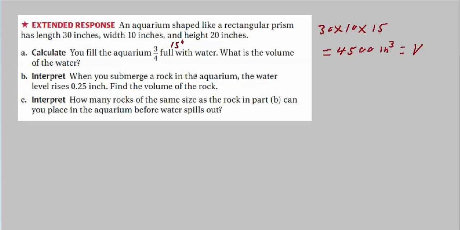Now, when you submerge a rock in the aquarium, the water level rises 0.25 inches. Find the volume of the rock. Well, they're assuming that you understand Archimedes' principle, which is that if you submerge something in a body of water, the amount of water you displace is exactly the same as the volume of the thing which you put in the water. People probably knew that before Archimedes pointed it out. After all, they're not giving you Archimedes' principle here, but they're assuming that as a bright American teenager, you would just recognize that instantly, even though you may never have heard of Archimedes' principle.